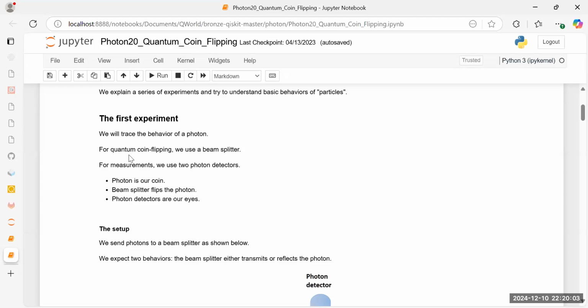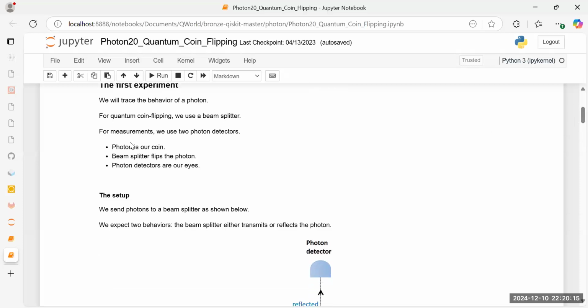That sets up our version of a quantum coin and tossing it. So this is how it's going to work.